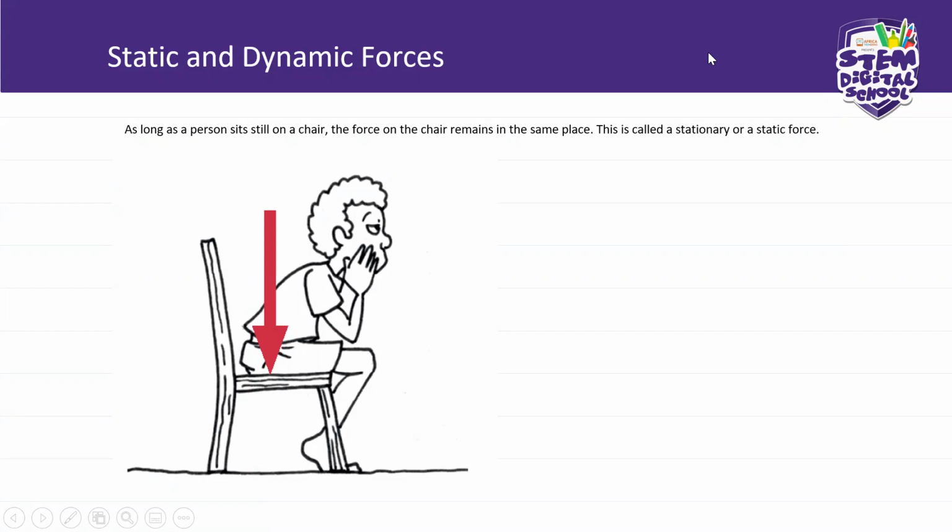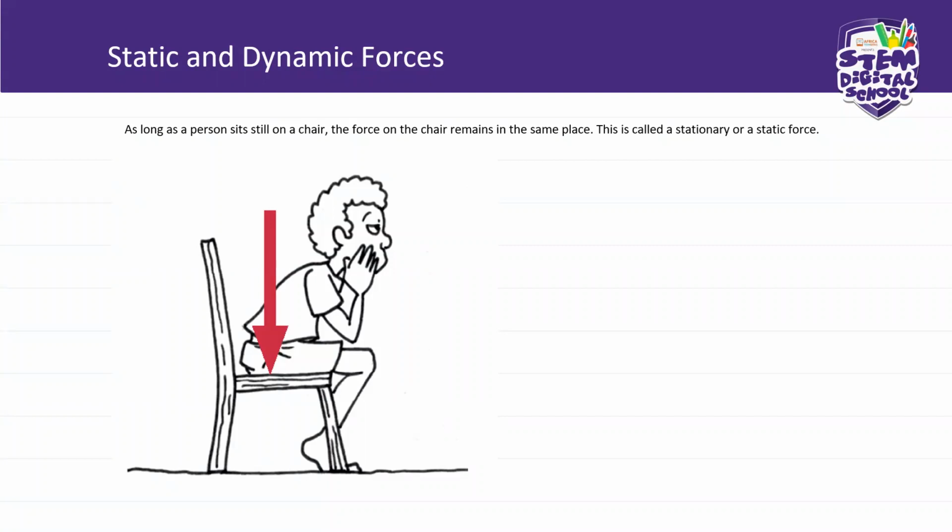Shearing force. You have shearing, you have compression, you have tension. Torsion. Torsion is the twisting force. It is called torsion. Yes. Shearing.